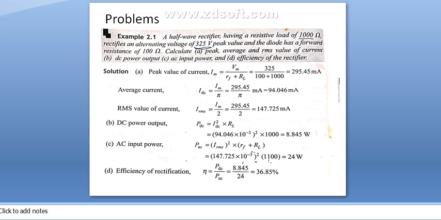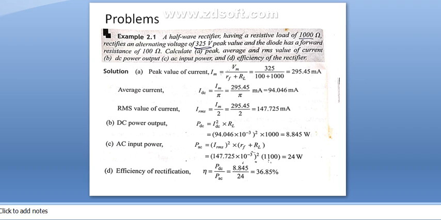So PAC is IRMS square into RF plus RL. Substitute IRMS, RF and RL values. Then the input power becomes 24 watts. The output power is 8.84 watts. The input power is 24 watts.